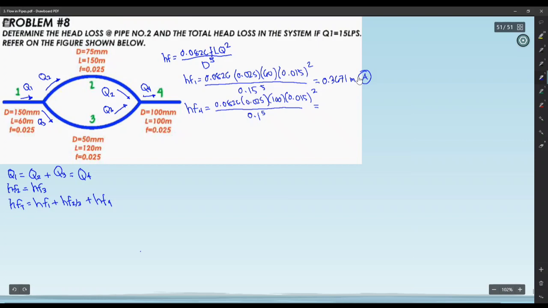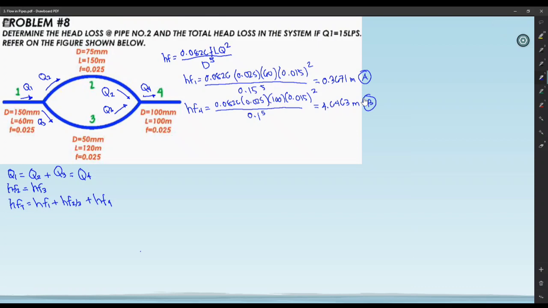Store A. And yung isa, ano bang papalitan lang natin dito? Yung 60, palitan natin ng 100. Na-edit ko lang yung input sa calculator. And then yung 0.15 magiging 0.1 lang. Ang answer niya ay medyo malaki, pero tama naman yung input natin. Okay, ang nakuha ko ay 4.6463 meters. Itago ko siya sa value na B.